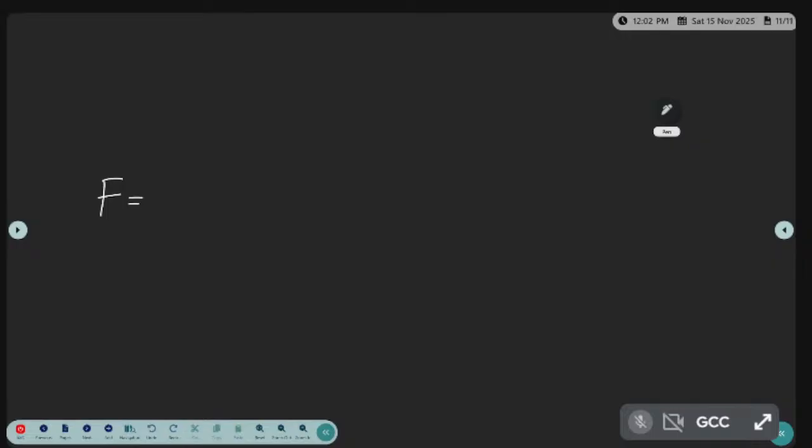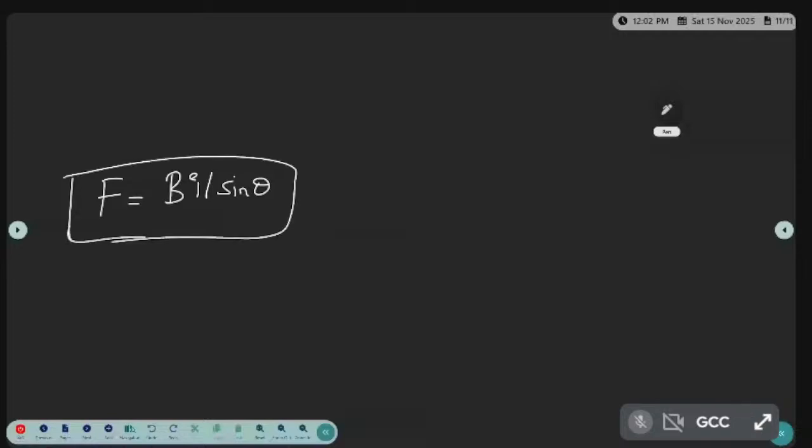So this force depends upon BIL sin theta. You also know about this principle. Okay, BIL sin theta. B is the magnetic flux density, how much flux is available in the DC motor. I is the amount of current flowing in the conductor, and L is the length of the conductor. So here B is the magnetic flux density.